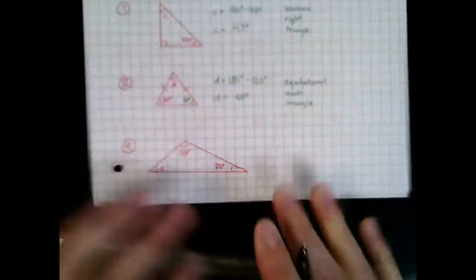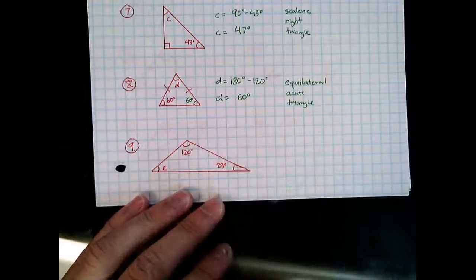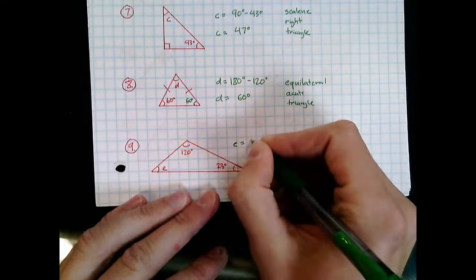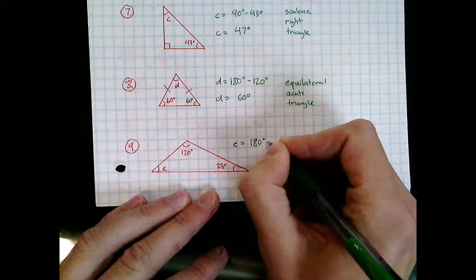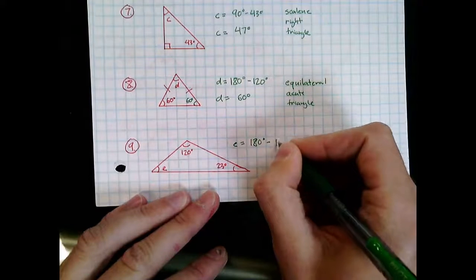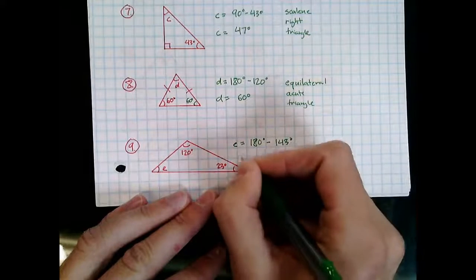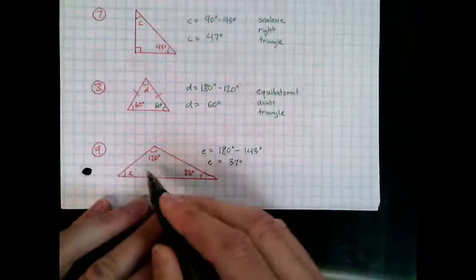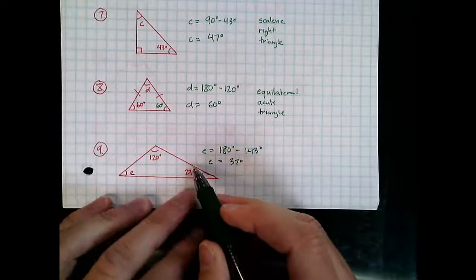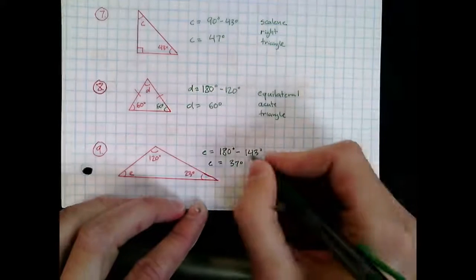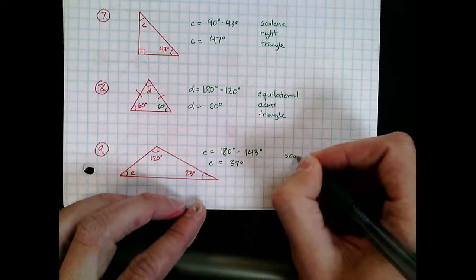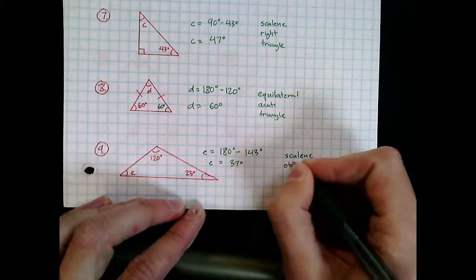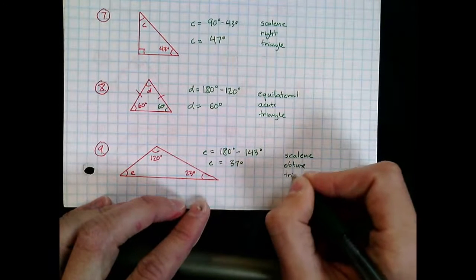And on to our final one. This one we just have to add up all the angles and subtract them from 180. So E is going to be equal to 180 degrees minus 120 and 23. There's 143. Means that E has to be equal to 37 degrees. So this is scalene, isosceles, or equilateral. Well, those are all different angles, which means that it has to be scalene. And obtuse, because we have an obtuse angle. Obtuse triangle.